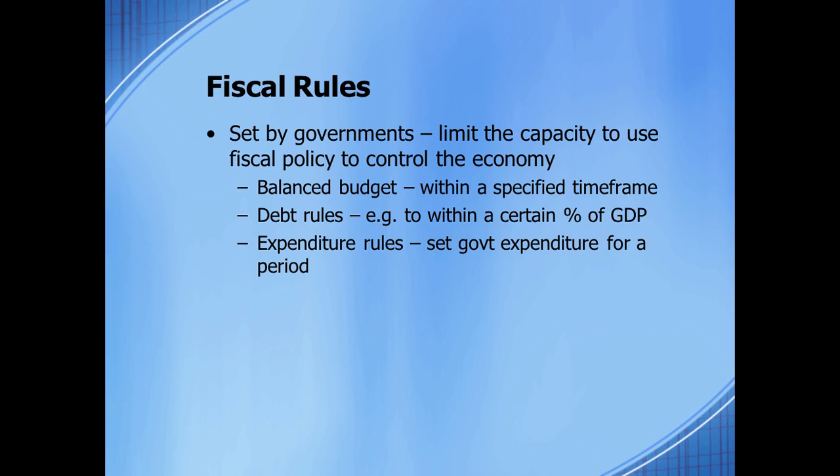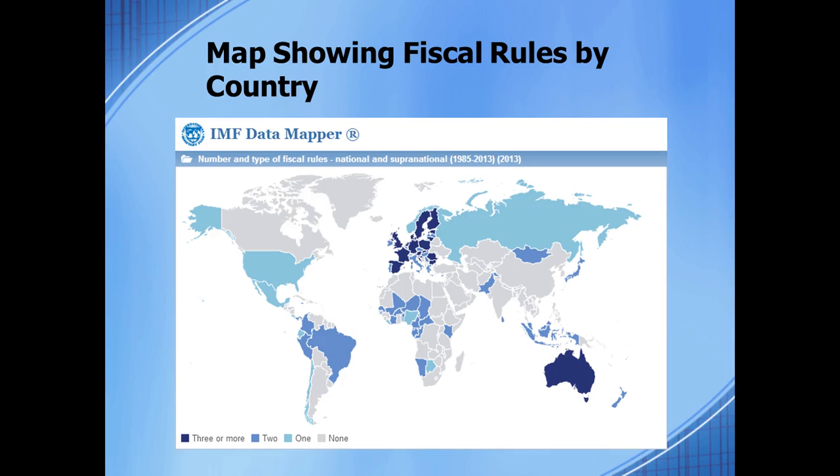The importance of these rules, and if you look on this next map I've got here, it shows fiscal rules by country, and the countries in grey have signed up to fiscal rules, including places like China, Canada, India, much of Africa and Asia. And those in dark blue, which is Australia and the EU, have signed up to 3 or more rules, which includes the UK. So in our next video we'll start talking about monetary policy.